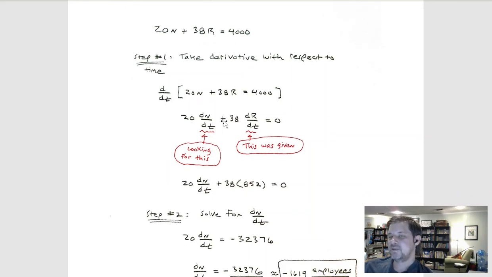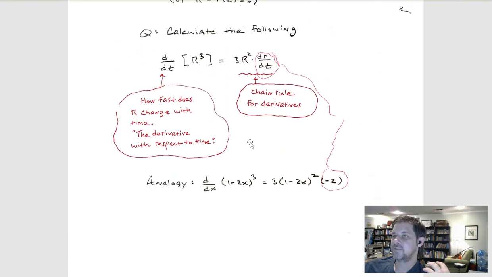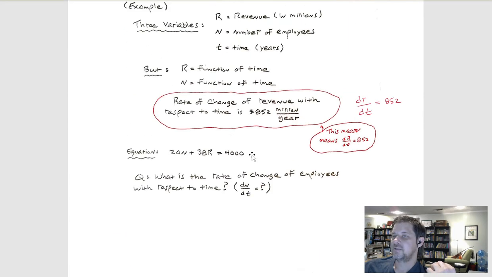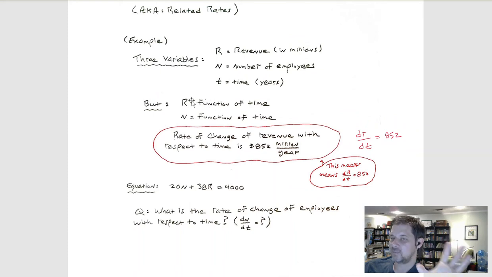Now, here's how we can examine this equation further. I want to know how the number of employees is changing in time, but I was told how the revenue is changing in time, right? So we go back up to the preliminary information: revenue and employees are both functions of time. That was given. I was told that the rate of change of revenue with respect to time is 852 million a year.